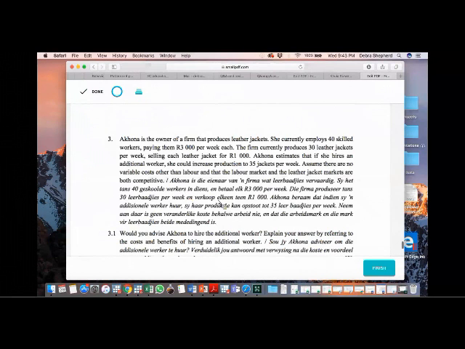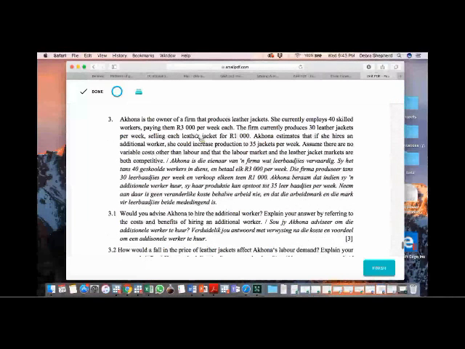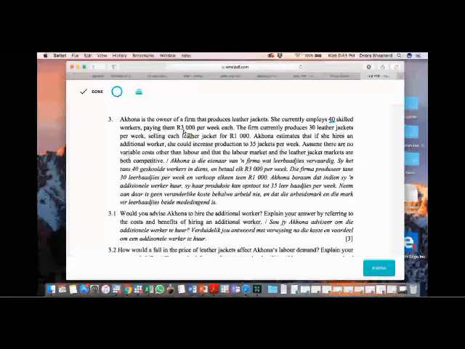Okay, so this is a past paper question from last year, and what we told you is that Akona is the owner of a firm that produces leather jackets. She currently employs 40 people, and she pays them 3,000 Rand per week. Here we've told you it's per week. The firm currently produces 30 jackets. So 40 people produce 30 jackets per week, and each jacket sells for 1,000 Rand.